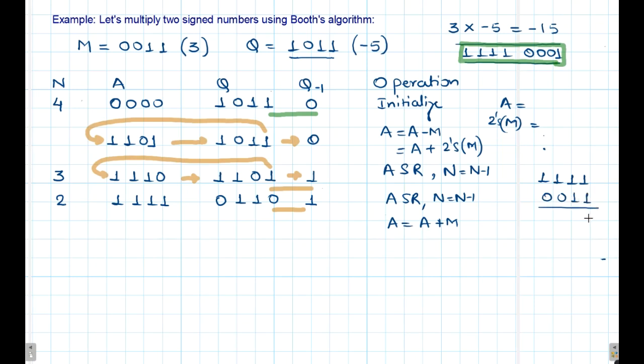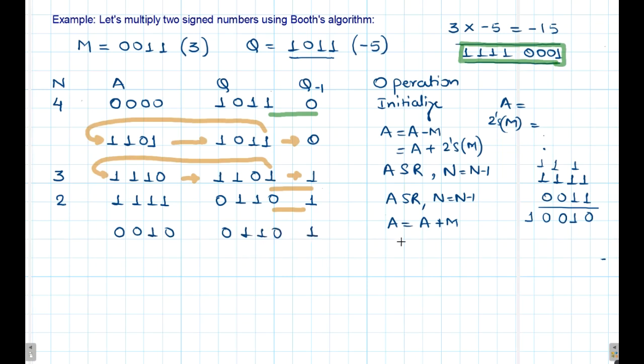1 plus 1 is 10. It means that a carry is generated. So 1 plus 1 plus 1 is 1 1, carry is generated. 1 plus 1 is 0, carry is generated. 1 plus 1 is 0, carry is generated. Since the variable A is able to hold only 4 bits, this carry which has been generated needs to be ignored. So the value becomes 0010. Here it remains the same.